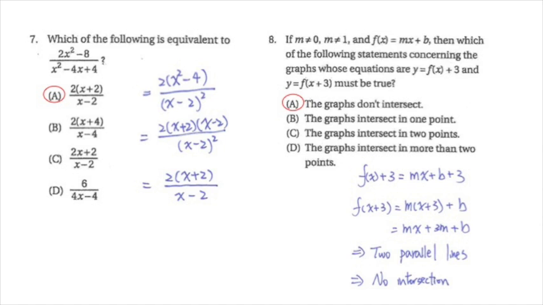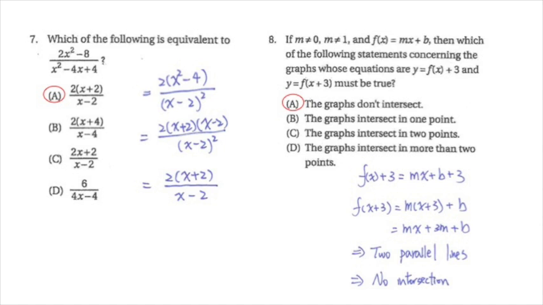Question 7, we're asked to find the equivalent of 2x squared minus 8 divided by x squared minus 4x plus 4. In other words, simplify. In the numerator, we can factor out 2, which is 2 times x squared minus 4. In the denominator, we know that x squared minus 4x plus 4 equals x minus 2 squared. So at the top, we have 2 times x plus 2 times x minus 2. At the bottom, we have x minus 2 squared. Canceling out x minus 2, we have 2 times x plus 2 divided by x minus 2.